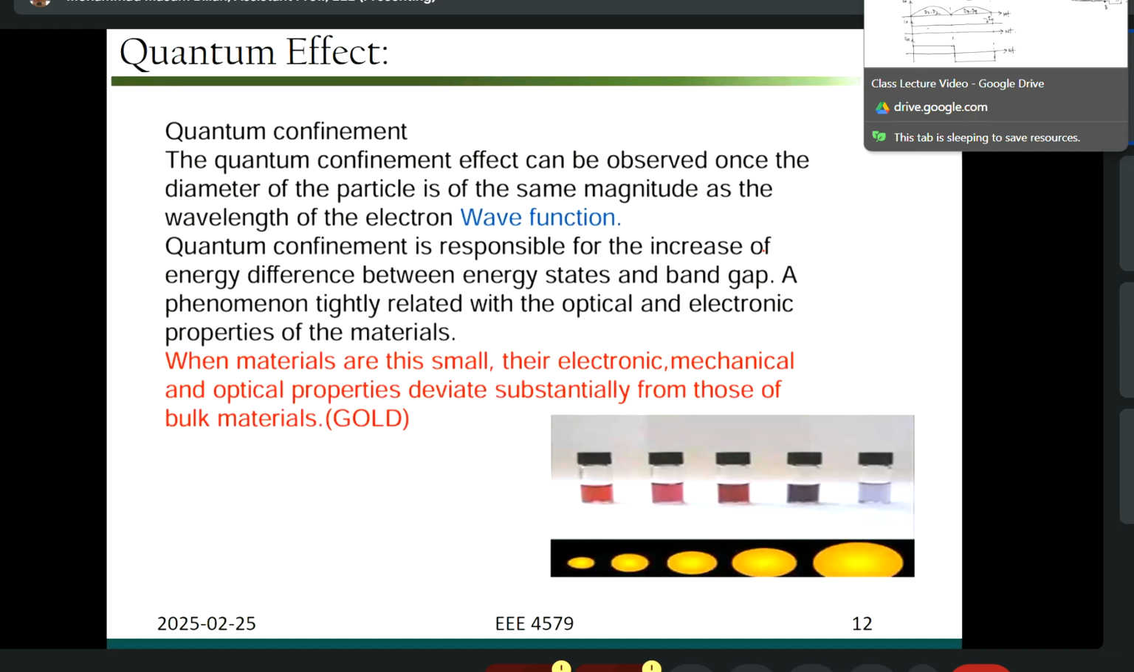Okay, so quantum confinement effect: when you reduce the size of the material, see in the below figure. Here, you reduce the size of the nanoparticle. See, the gold nanoparticle, the size is reduced from here to here. You can see the color of the quantum dot. The color is different.